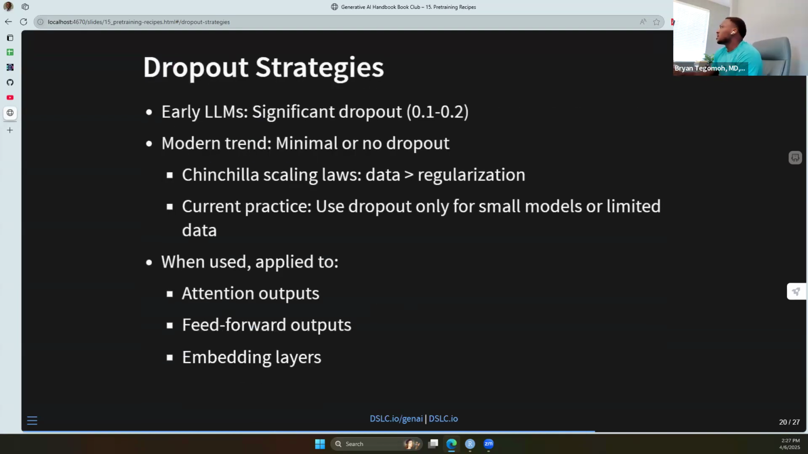Dropout strategies help us prevent overfitting. Historically it's been very common, but modern large language models use minimal dropout, focusing instead on increased training data. It's been applied in attention output, feed-forward output, and embedding layers as well.